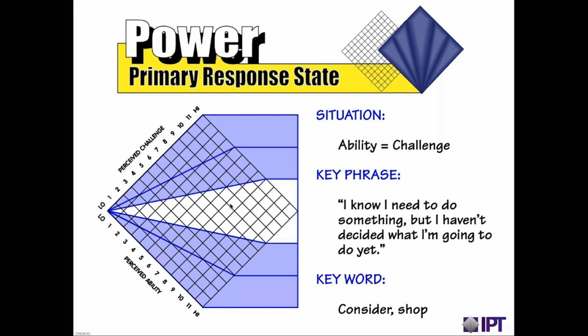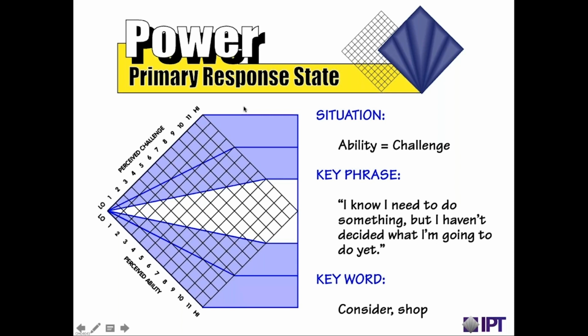Now, power sounds like this. I know I need to do something, but I haven't decided what I'm going to do yet. So I'm going to look at the options, consider the alternatives, weigh out the relative merits of the different ways I could go, and then I'll make an informed decision and move forward. So power is a very interesting level of tension because it's the level of tension that triggers us to consider, evaluate, or to put it into consumer terms, to go shopping. This is where we look at options. This is where we explore possibilities.